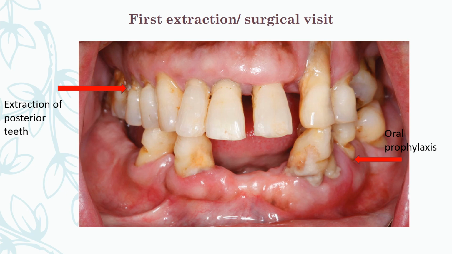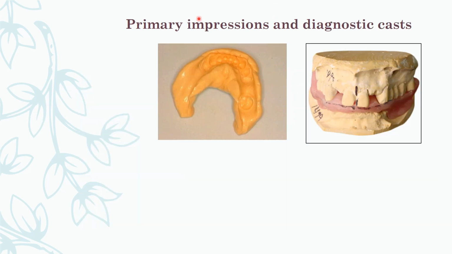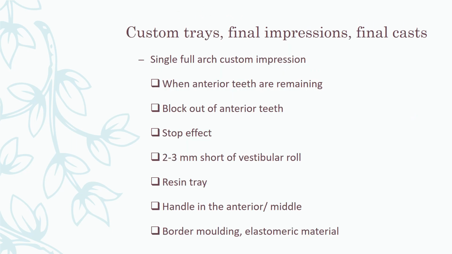Okay, the primary impression and diagnostic cast. After extraction of whatever posterior teeth we are supposed to remove, we will take an impression, pour a cast, and take a bite. A single full arch custom tray or two stage custom tray is usually used when the anterior teeth are still remaining. So yes, you have to block out all the anterior teeth like we do.